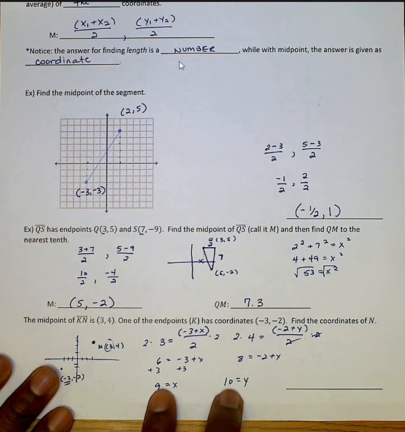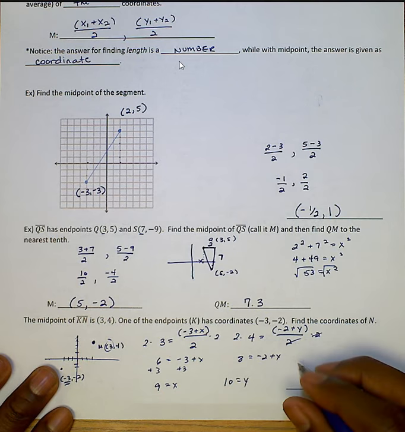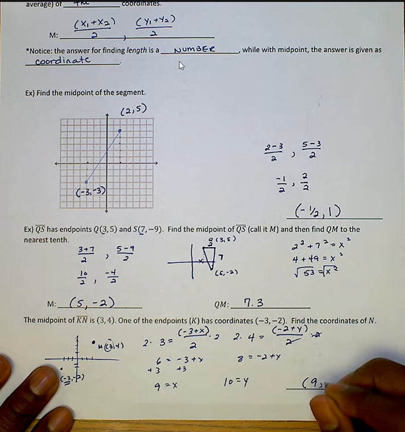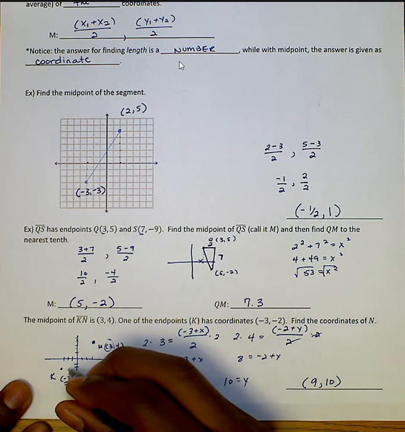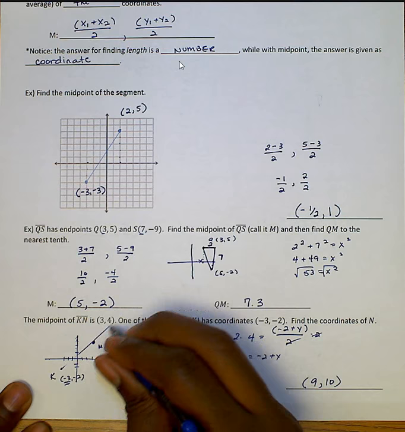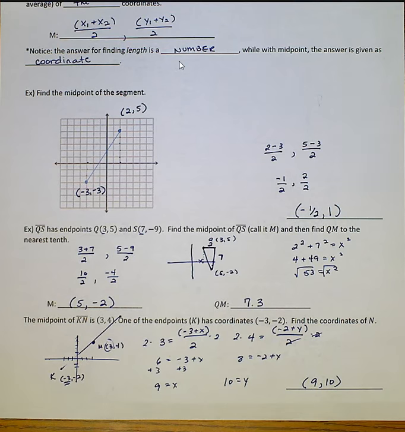Now remember, I'm not going to say x equals 9, y equals 10. The answer should be a coordinate. So my answer is 9, 10. And that makes sense because we know that this line should be somewhere up here. Okay, 9, 10. Makes sense there.